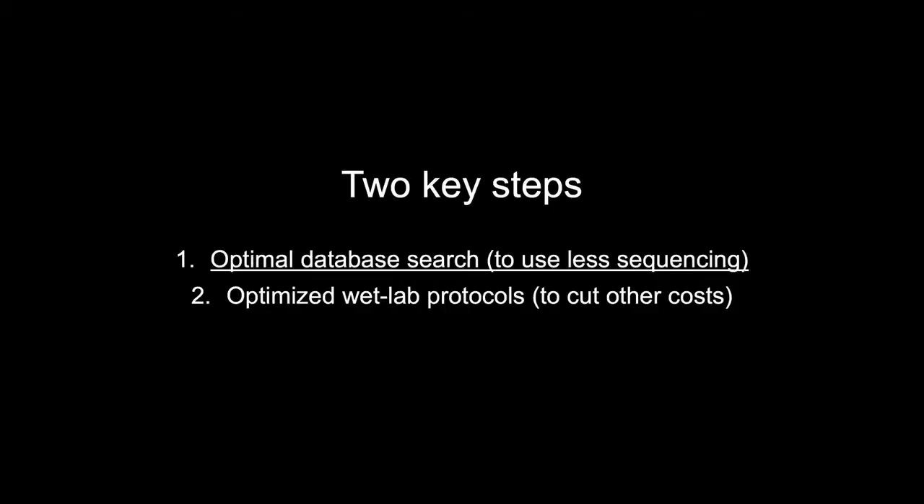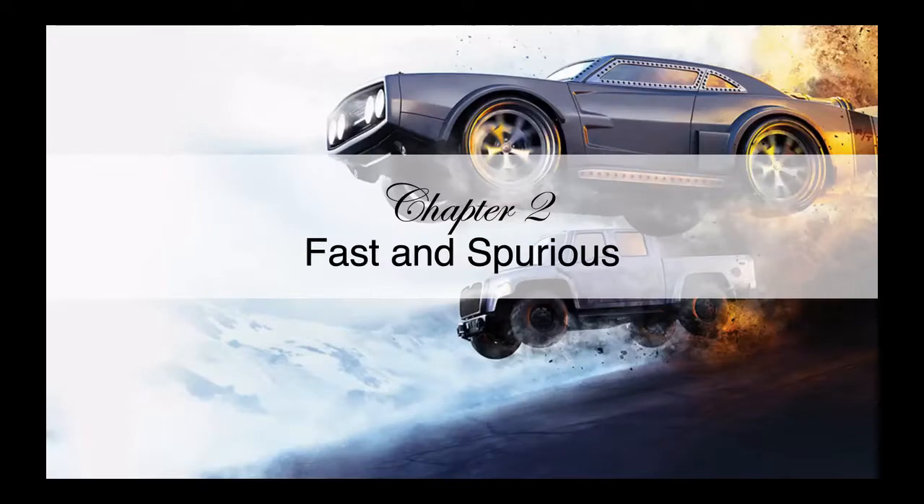And it turns out there are two steps you need to take in order to make shotgun sequencing affordable. One of them is improving the information you extract from the sequencing data. The more information you can extract per read, the less data you need, fewer reads you need. And then you also need to cut costs on the wet lab side. I don't know how to do this, but I have friends who do. And then I worked on this first part. So this is what we're going to talk about in chapter 2, fast and spurious.